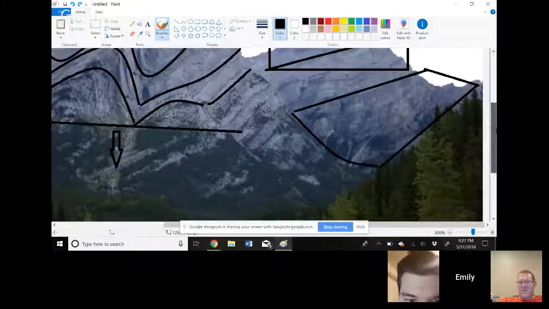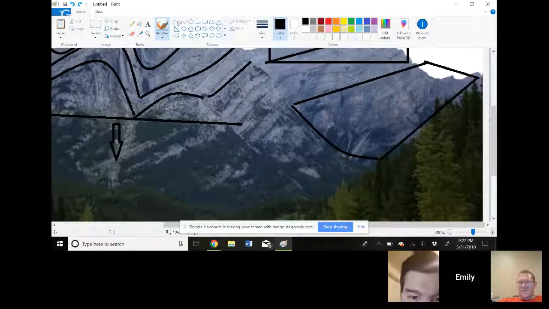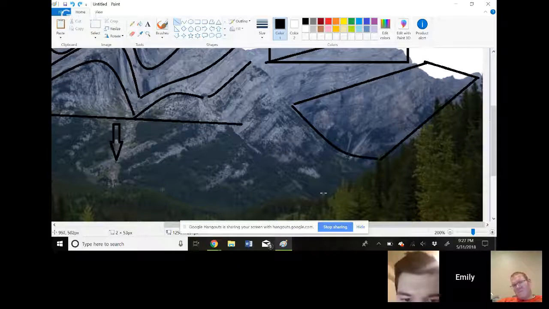Let's look closely. What is this here? Do you see how the lines are going down? And it changes color as well. Yeah, I mean, that could be, because it is a lot lighter. That could again just be another erosion place.